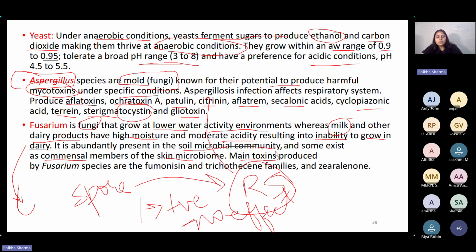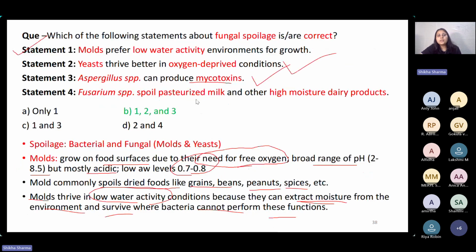Some of the Fusarium species can also produce toxins. That includes fumonisin, trichothecene family toxins, and zearalenone. So basically, it cannot grow in high moisture dairy products. So statement fourth is correct. Statements 1, 2, 3 are correct here.